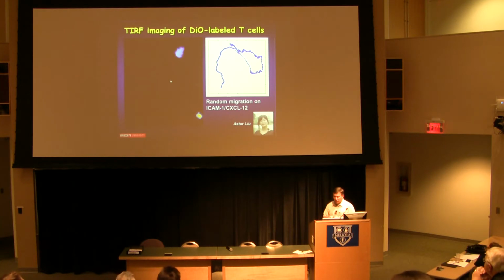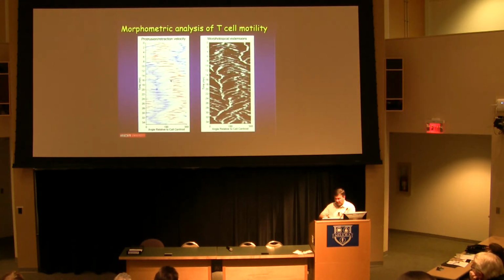This is the work I'll tell you about, again very preliminary: random migration of human T cells on ICAM1 and CXCL12, randomly coated on the surface. Again, we're adapting our methods, so the same kind of spatiotemporal maps for protrusion and retraction velocity, red for protrusion, blue for retraction. Then also identifying regions, the morphological extensions, which could be the protruding pseudopods and also the retracting uropod. So we pick those out.